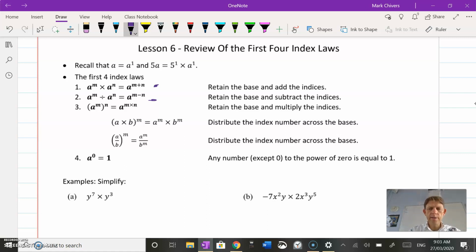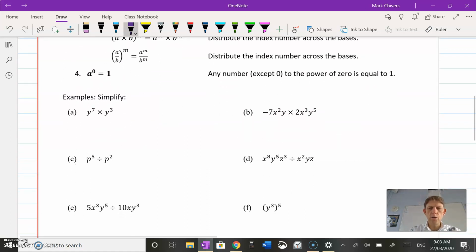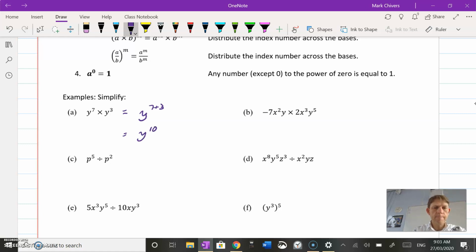So there are some rather simple little exercises here to go through just to jog your memory of what we used to do with these, but I know you guys have been able to do this when it's popped up in other topics along the way. So this one, we've got the same base, so we can add the indices. So that's y to the 7 plus 3, so it's going to be y to the 10.